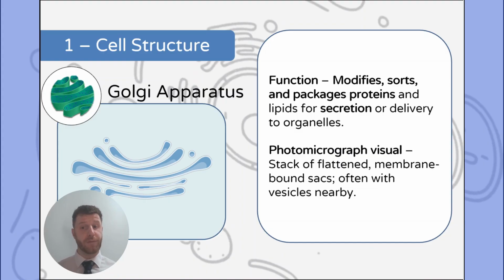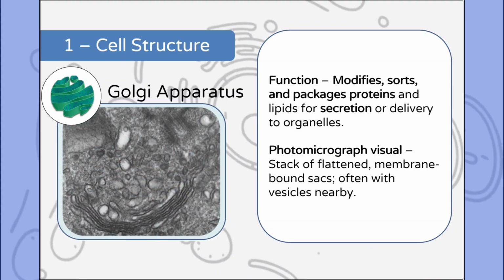And so modify, sorts and packages is good wording to remember, and that's why I've added that in bold for you. For the photomicrograph visual, I'm going to disappear for a second. This is very similar to the SER, except that it's going to be a little bit further away from the nucleus on a diagram, and its shape should represent a Wi-Fi symbol.